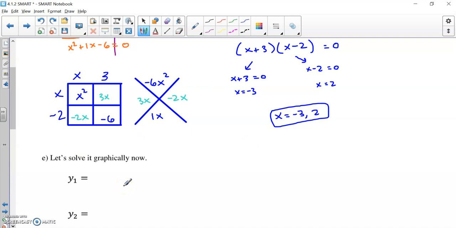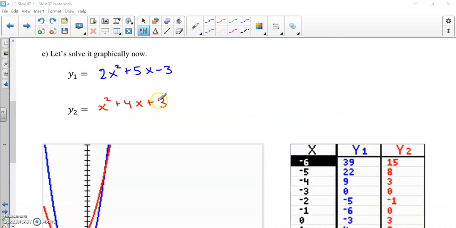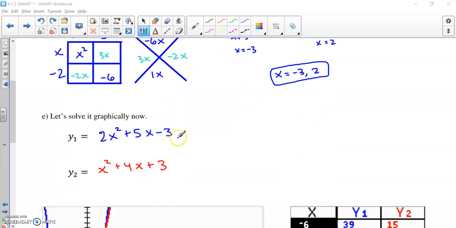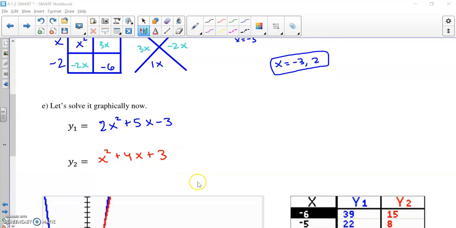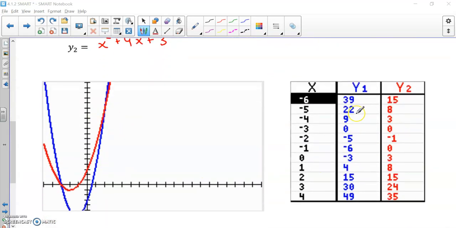So again, to do that, we have to do the thing where we pick one side of the equation to be y1, one side of the equation to be y2. So let's go ahead and do that. All right, so I went ahead and I chose the left side to be y1. I chose the right side to be y2. Again, it doesn't matter which is which at all, so don't worry about that. And I have now, again, included pictures of the graph and the table to show you what these look like.